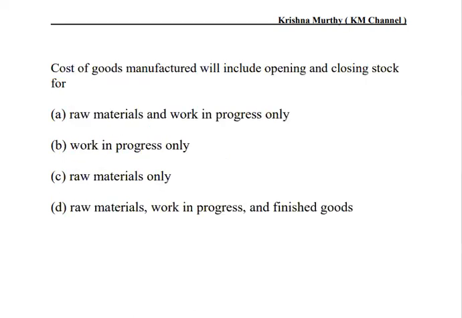Next one. Cost of goods manufactured will include opening and closing stock for: first option, raw materials and work in progress only; B option, work in progress only; C option, raw material only; fourth option, raw material, work in progress and finished goods. The right option is A, raw materials and work in progress only. Okay. Next one.